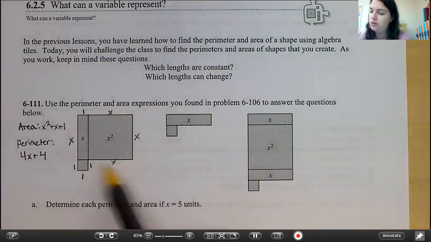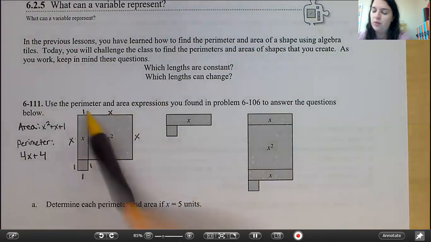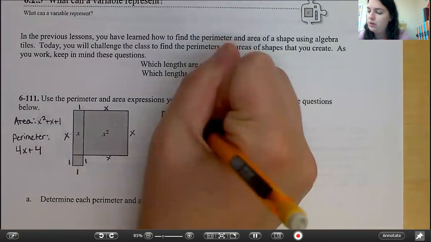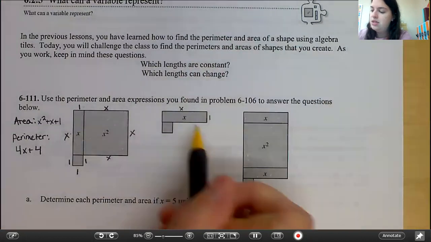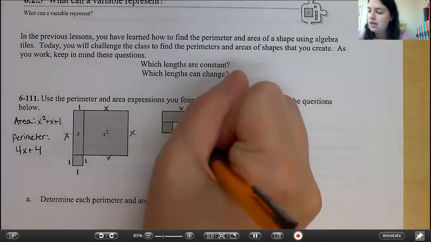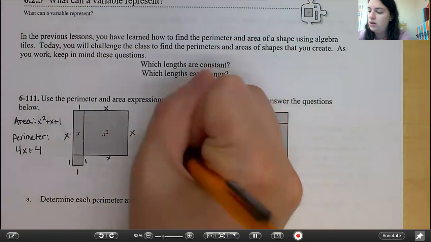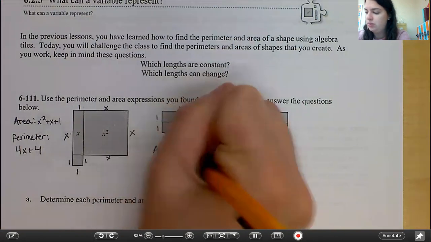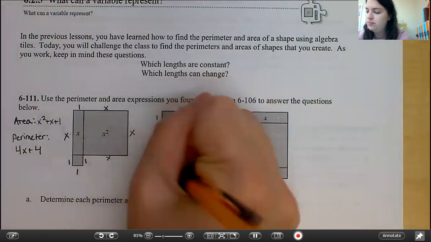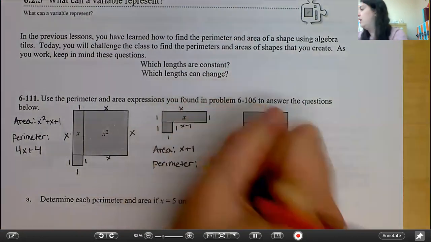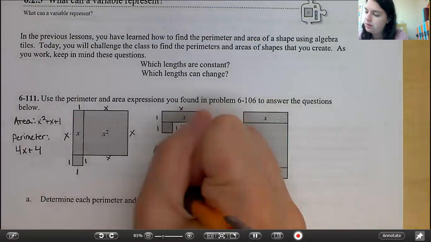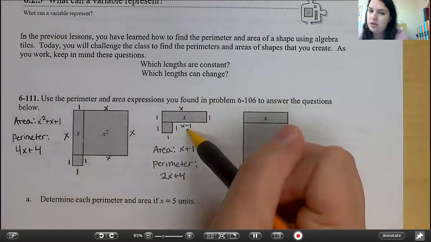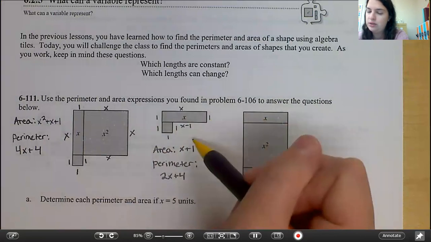We have 1, 2, 3, 4 x's, 1, 2, 3, 4 ones. For this middle one here, when we're labeling the perimeter, x, 1, this side length, remember, overlaps, so it's x minus 1, 1, 1, 1, and 1. So our area, remember, is just the name of the tiles, so we have x plus 1. And our perimeter, once you simplified it, is going to be 2x plus 4. Remember, because we have a minus 1, once you add all those ones up, you have to subtract 1.